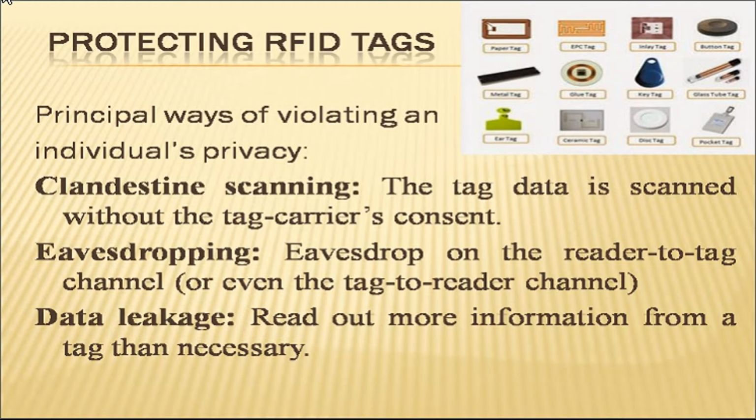The third problem is data leakage. We know that reading information from a tag is very easy. So the reader can read more information from a tag than necessary. This is a threat to all data gathering applications, but RFID transactions render it especially serious because it is relevant to this context. So these are the three ways by which the privacy of RFID tags can be violated.